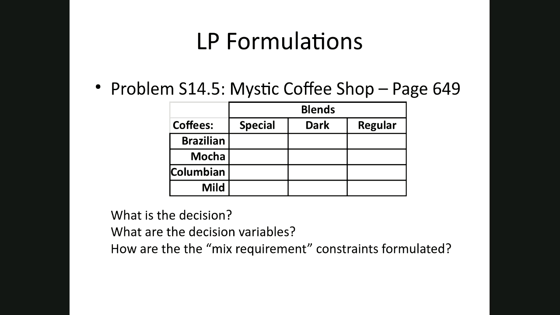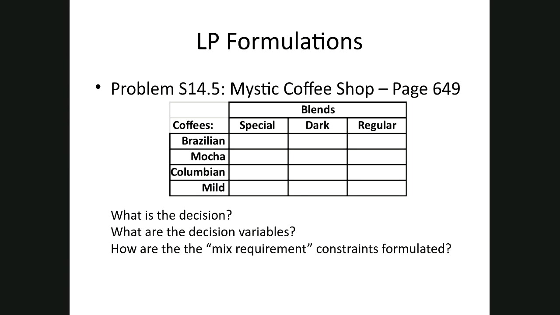So first of all, here's the problem. The Mystic Coffee Shop blends coffee on the premises for its customers. It sells 3 blends in 1-pound bags: Special, Mountain Dark, and Mill Regular. And we'll call those Special, Dark, and Regular. It uses 4 different types of coffee to produce the blends. It uses Brazilian, mocha, Colombian, and mild coffees to go into the blend. The shop used the following blend recipe requirements. I'm going to come back and talk about those later.